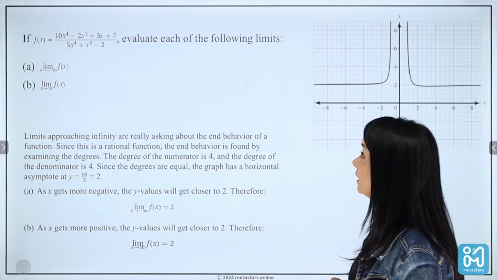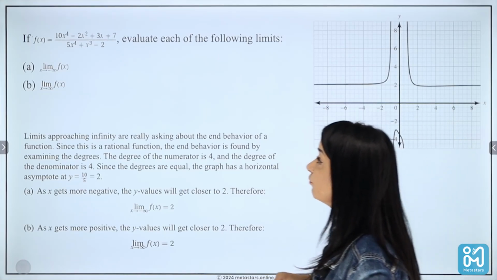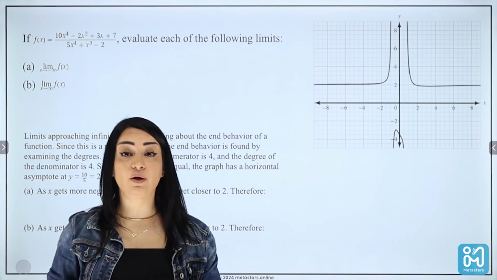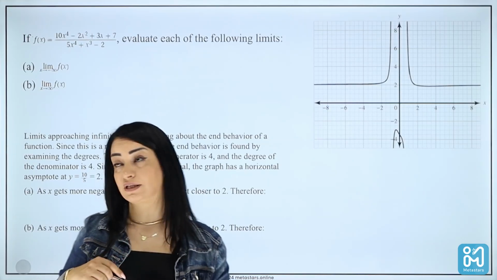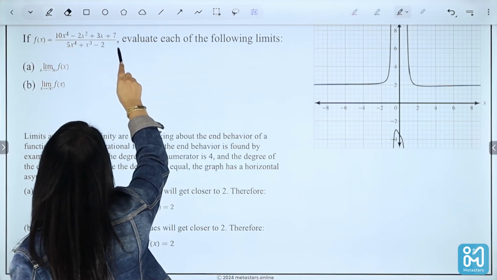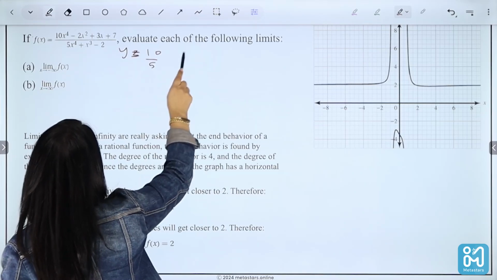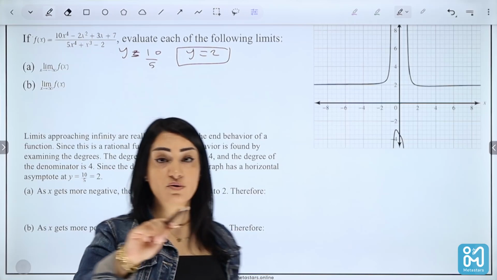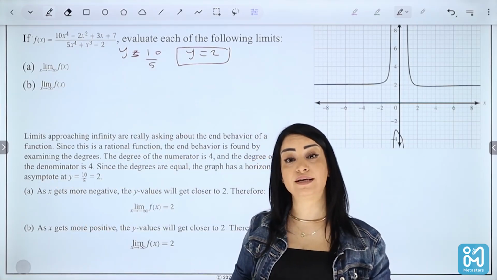Now evaluate each of the limits. Since we have 10x to the power 4 and 5x to the power 4, actually here we have an equal degree for the numerator and the denominator. So in this case, we have a horizontal asymptote, of course. We have the horizontal asymptote and it will be y is equal to coefficient over coefficient. So it will be y is equal to 2, the horizontal line. So our end behavior is going where? For y is equal to 2.